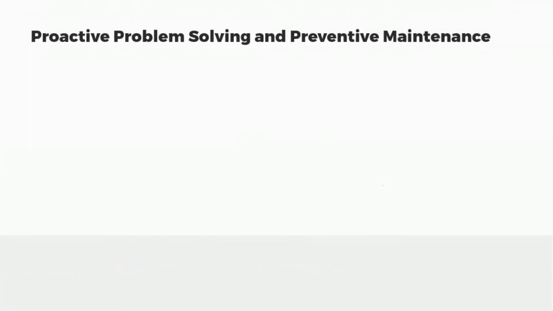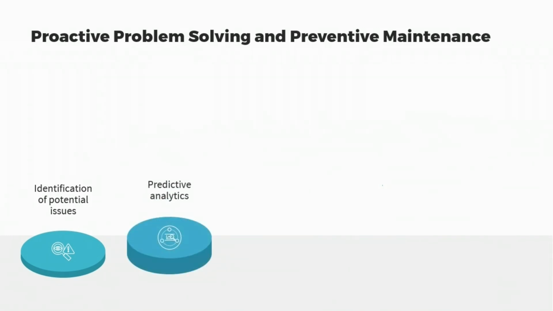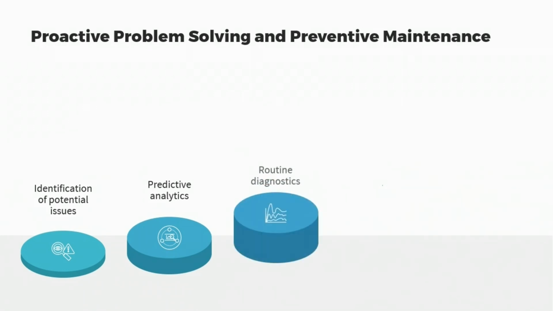Now, proactive problem solving and preventative maintenance strategies can help to mitigate risks and enhance system reliability. Leveraging predictive analytics and monitoring tools can help identify potential issues or anomalies before they escalate into major problems or disruptions. Analyzing historical data and performance metrics to forecast potential issues or trends and proactively address them before they impede interactions can help with predictive analytics.